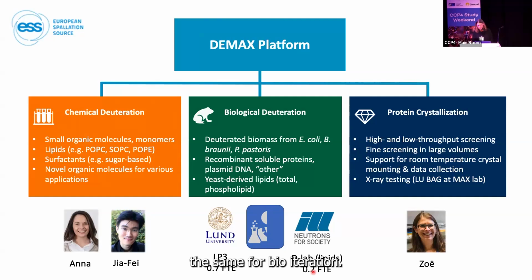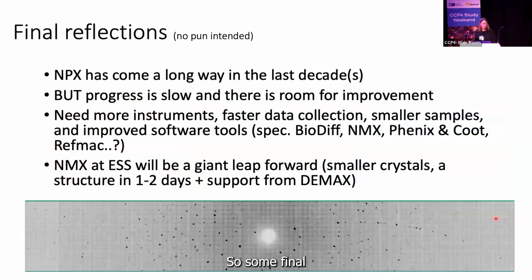The same for biodeuteration. We deuterate things in E. coli, algae, and yeast, mostly for recombinant soluble protein production, but we also get asked for other things like deuterated DNA or lipids, phospholipids from yeast, and so on. And then finally, we have a crystallization lab where our sole goal is to find, screen in large volumes to really optimize protein crystals. And we are part of a bag, so we have regular access for room temperature X-ray screening of these crystals. So some final reflections.